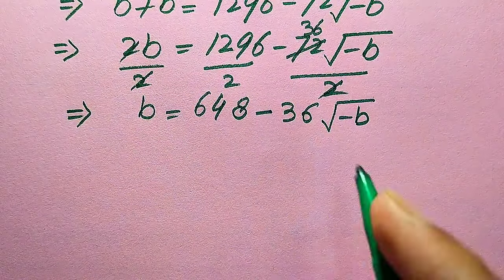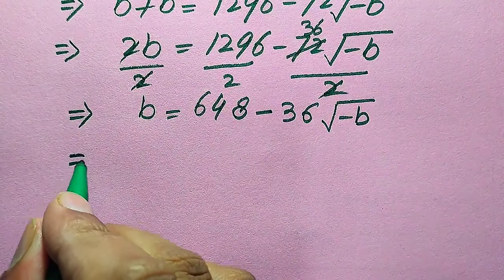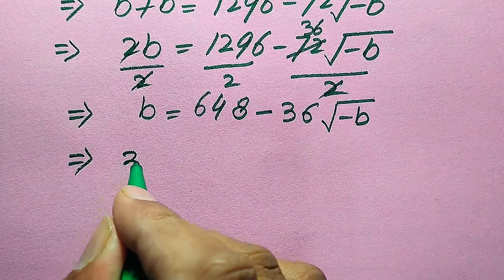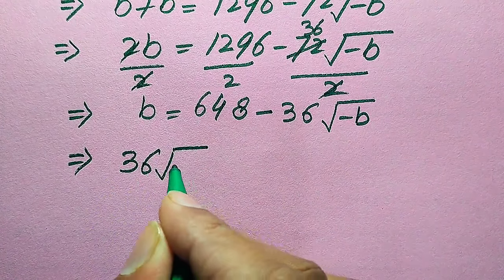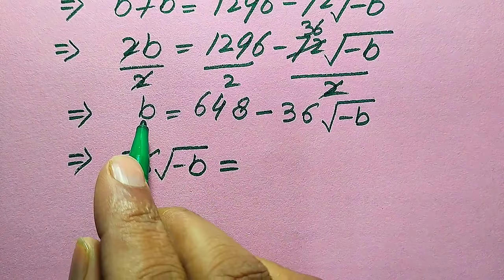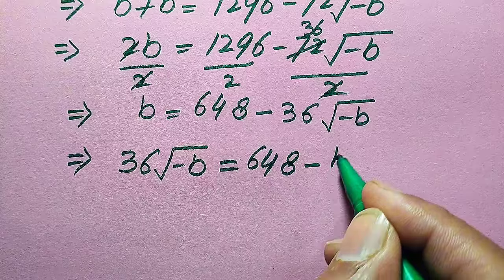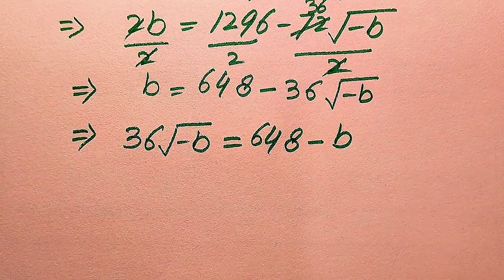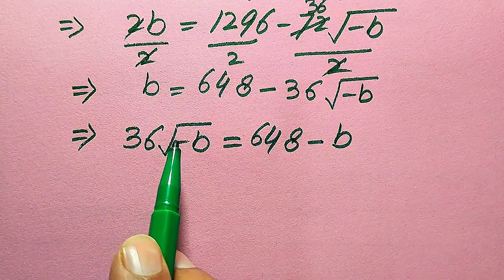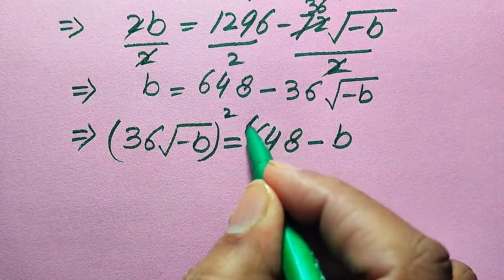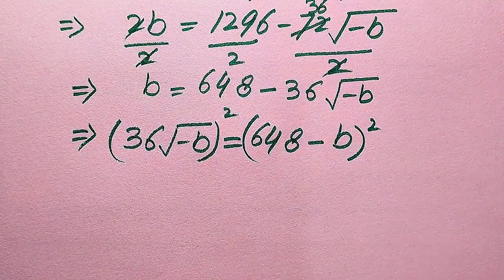So here our target is to remove this square root sign. For this we move this minus 36 square root of minus b to the left hand side, and it will become 36 times of square root of minus b, and we move this b to the right hand side, and it will become 648 minus b. And for the values of b, or for removing this square root sign, we again take a squaring on both of the sides, and it will be written in this form.